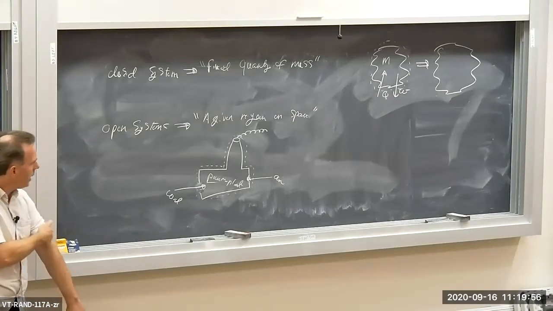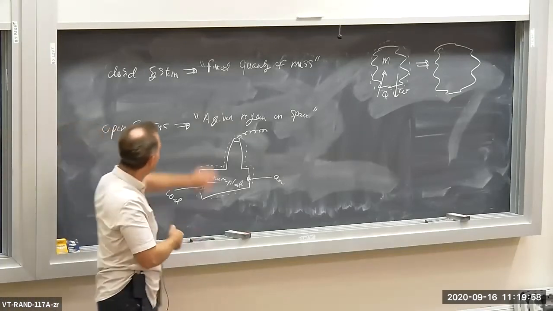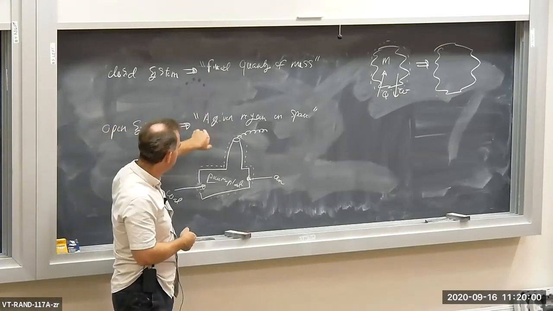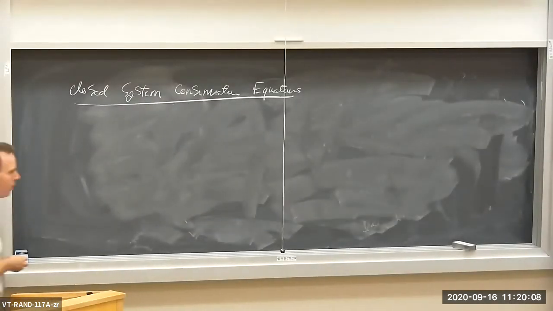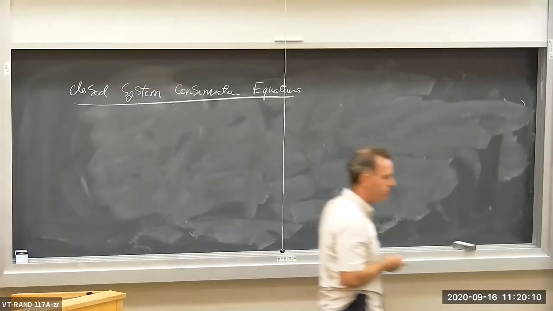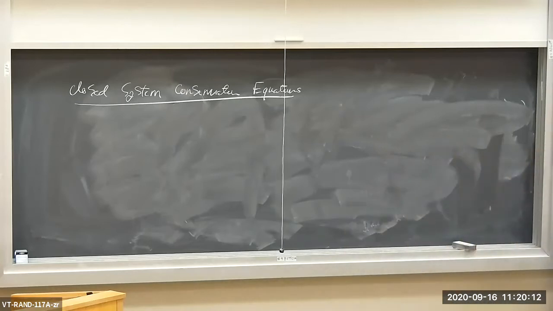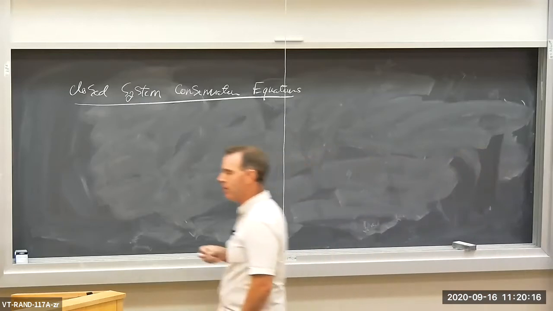So how do we go from equations which are valid for closed systems to equations which are valid for open systems? That's what we're going to be talking about for the next half an hour or so, all right? First of all, let's list the closed system conservation equations, okay? Let's list them.